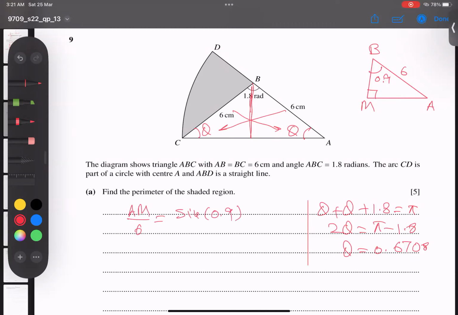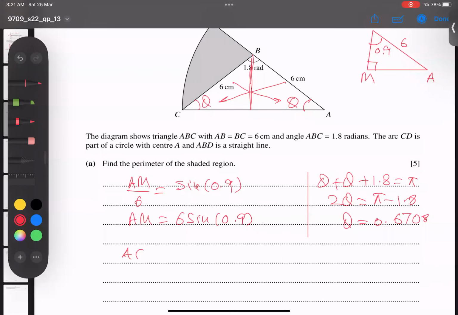And yes, correct. AM becomes 6 sine 0.9. And into 2, because I'm looking for not this length, but double. So multiply with that. So AC becomes what? 2 times 6 times 2 sine 0.9. In this way I can find it. So 12 times 2 sine 0.9.